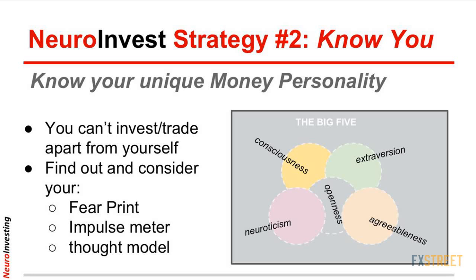Now, all of us have a varying degree of each one of these types of personality in us, and that will determine the tendency of how fear or excitement or different kinds of emotions are being triggered in us. Now, let's take, for example, neuroticism. That is the part of our personality that will give us a big clue into our fear print. Each one of us has a different fear print.